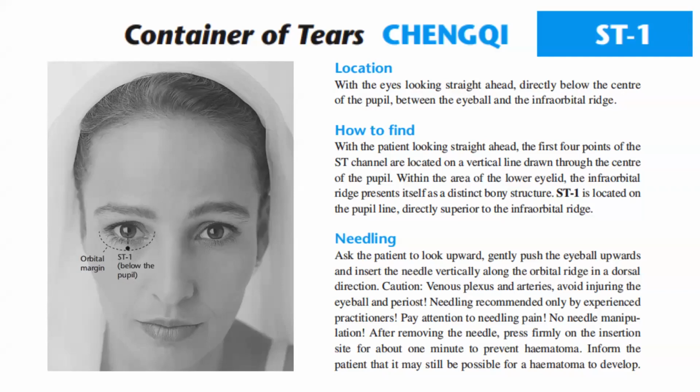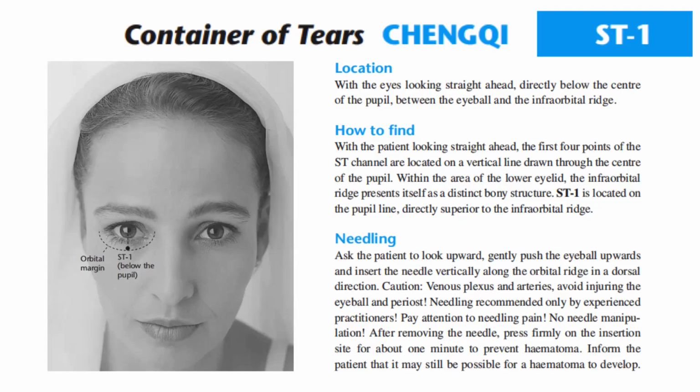Needling. Ask the patient to look upward. Gently push the eyeball upwards and insert the needle vertically along the orbital ridge in a dorsal direction. Caution: venous plexus and arteries. Avoid injuring the eyeball and periosteum. Needling recommended only by experienced practitioners. Pay attention to needling pain. No needle manipulation.